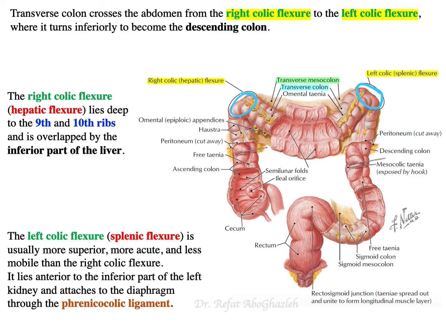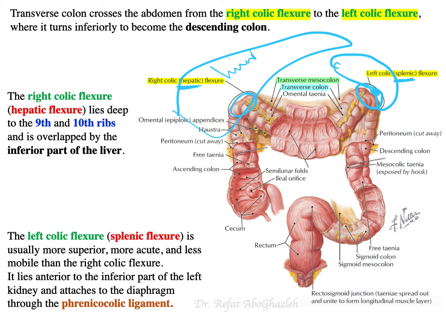So the right colic flexure we call the hepatic flexure because it's against the liver, right? While the left colic flexure is called splenic. If you have the liver here, you have the spleen here, because it creates a kind of impression on the hilum of the spleen. So this is the splenic flexure. Usually they prefer to use hepatic flexure and splenic flexure.